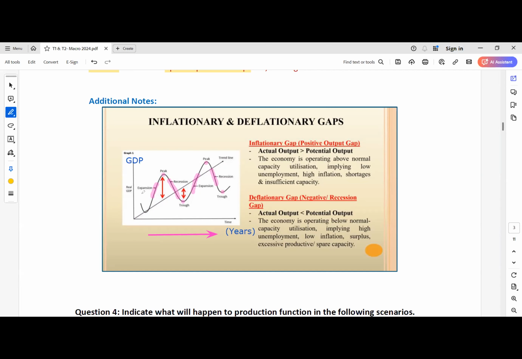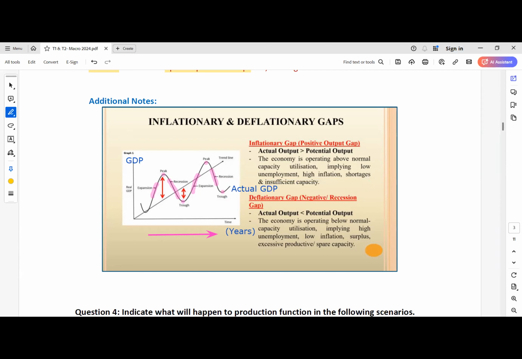I want you to remember this curve that you see here. I name it real GDP, my actual GDP. The curve that goes up and down, I call it actual GDP. The straight line over here, the trend line that I say is overall increasing, is what we call the potential GDP. That means my capacity. Overall, the capacity of the economy is increasing.